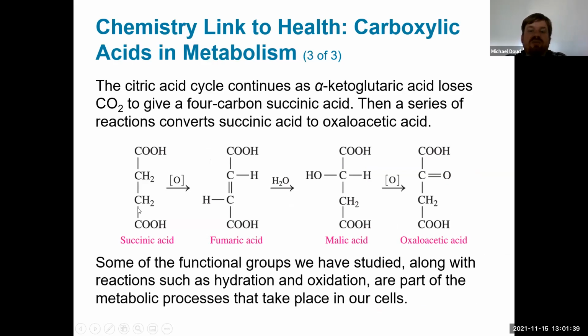Then you have a series more of these decarboxylation groups here. You don't have to memorize this for the test or anything, but it is just relevant for the future. So you take succinic acid, it goes to fumaric acid, goes to malic acid, and then finally oxaloacetic acid. So yeah, these functional groups that we've been studying, they're all going to be involved in metabolism that we're going to study in our future chapters.